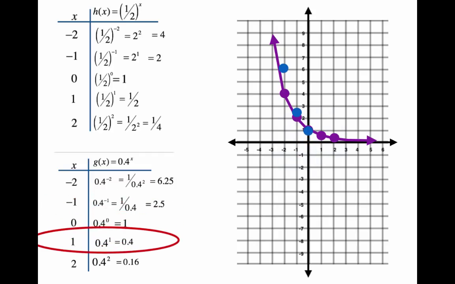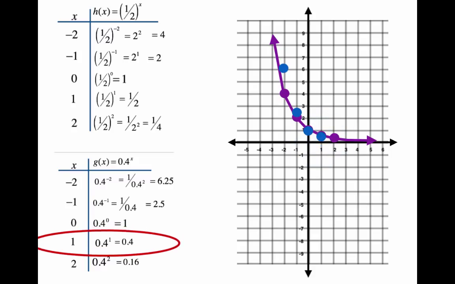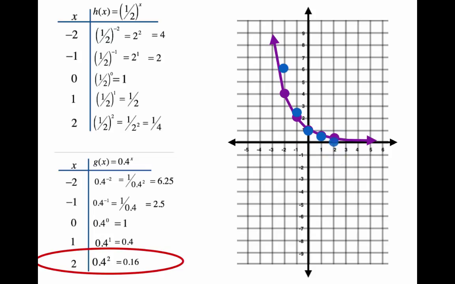I'm going to do 1 and 0.4. So that's going to be a little less than half. And then 2 and 0.16. So I barely am going to go up. And there it is. There's my point. So I'm going to connect those with a nice smooth curve.